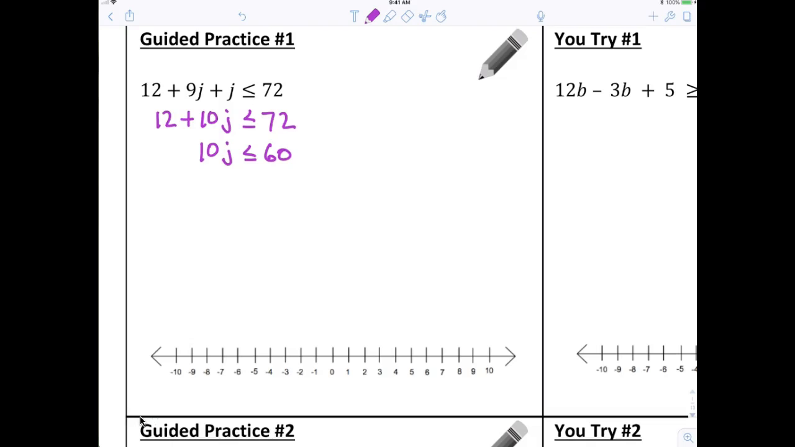So far, so good? And then you divide by 10. So j is less than or equal to 6. Everybody with me? That's not hard. Does everybody agree? All right, so I need to show you 2 things today.